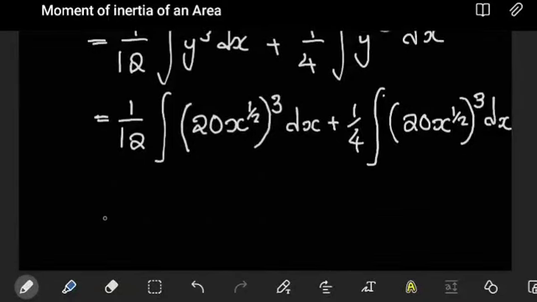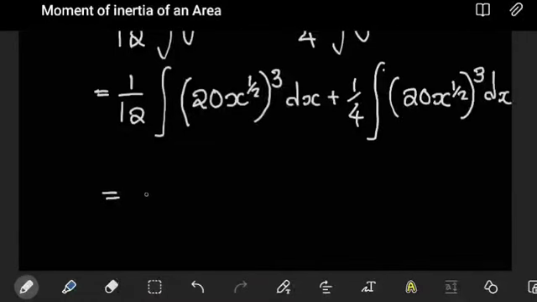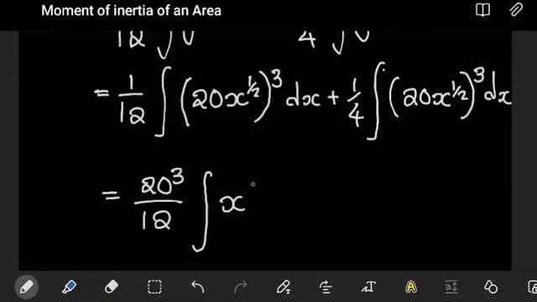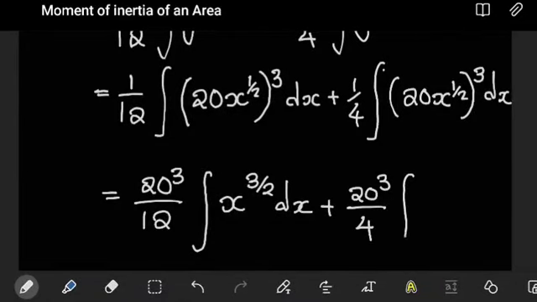So this is what we're simplifying. 20 to the power 3 can come out, so here we're going to have 20 to the power 3 over 12, but now we'll remain with x to the power 3 over 2. So I have distributed the 3 to 20. This is 20 to the power 3, and this is x to the power 1 over 2 to the power 3, which reduces to just x to the power 3 over 2 dx. Then plus, in the same way here, I'll distribute that power 3, so that I will have 20 to the power 3 over 4, then the integral of x to the power 3 over 2 dx.